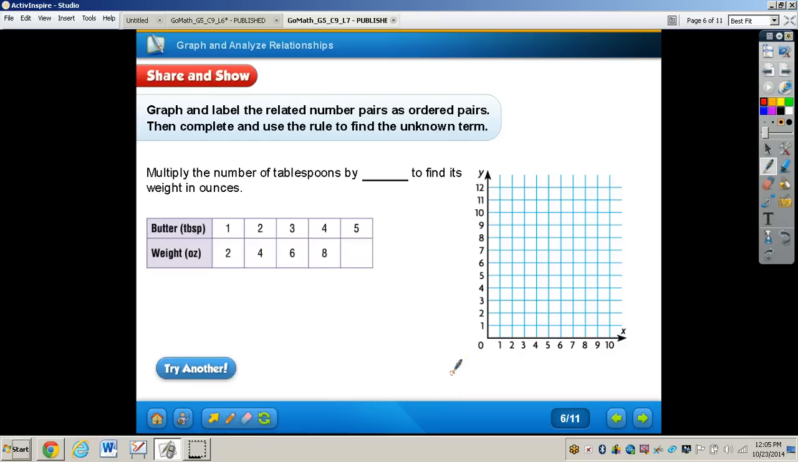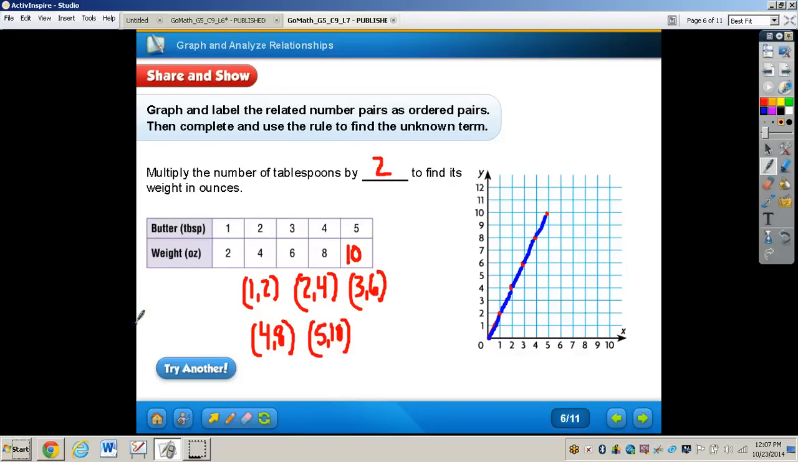Okay, what I want you to do now is graph and label the related number pairs as ordered pairs, then complete and use the rule to find the unknown term. So I want you to complete the table, complete the rule, and then also graph the information. This is number 1 on page 379. I want you to solve this problem by yourself. When you're finished, I'll have the answer for you. So pause the video now.